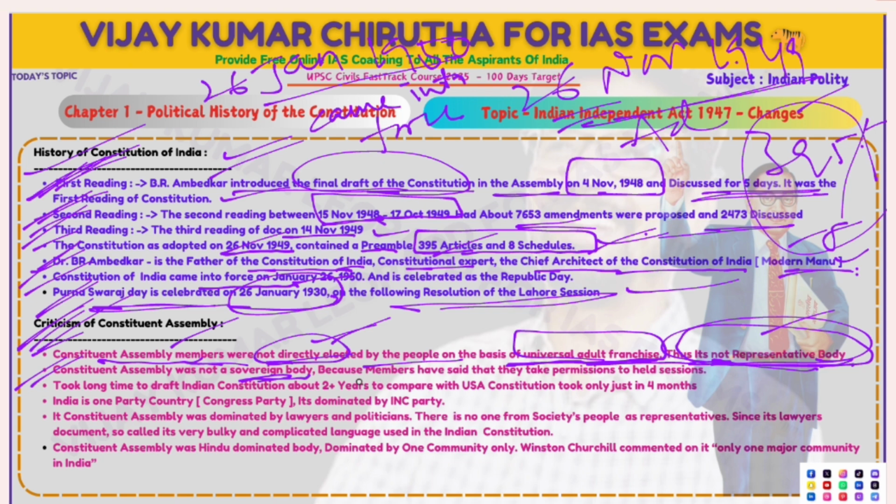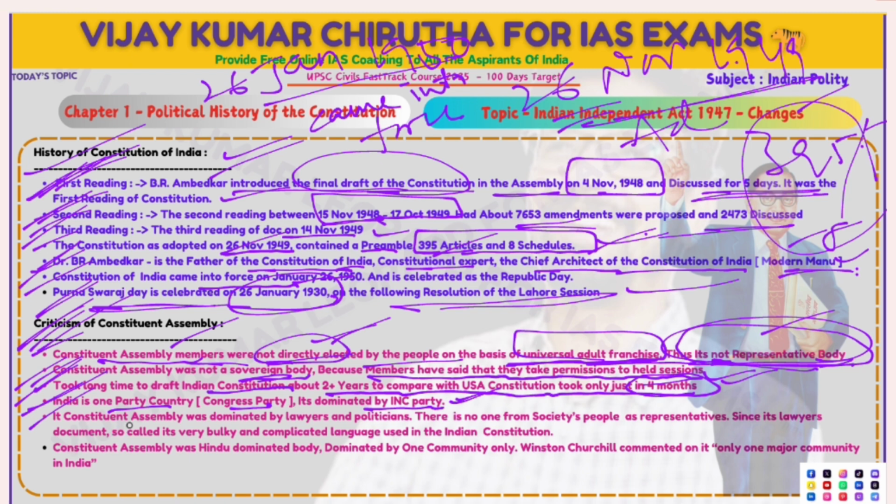It was not a sovereign body because the members had to take permission to hold sessions. So that is also a criticism of it not being sovereign. It took a long time to draft the Indian Constitution, about 2+ years, compared with the US Constitution, which took only 4 months to frame. Also, India was effectively a one-party country, the Congress Party INC, and the Assembly was dominated by the INC. So this is also one of the criticisms.